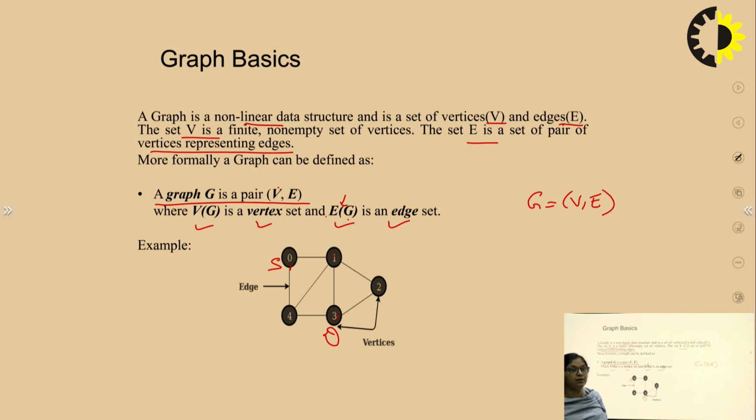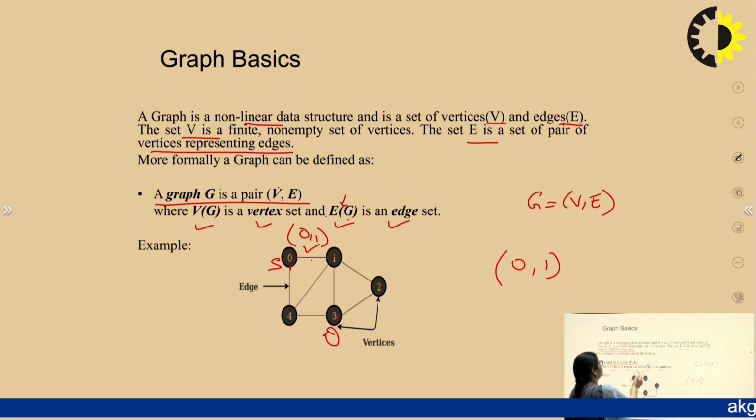So what is an edge? An edge is a pair. For example, (0, 1) is one edge. What is (0, 1)? It means there is a connection between 0 and 1, a connecting line. So this is one edge, and it can be represented by this pair of vertices. Here we have (0, 1). Later we'll discuss that we can write (1, 0) also because there is no direction. We'll discuss that after this.